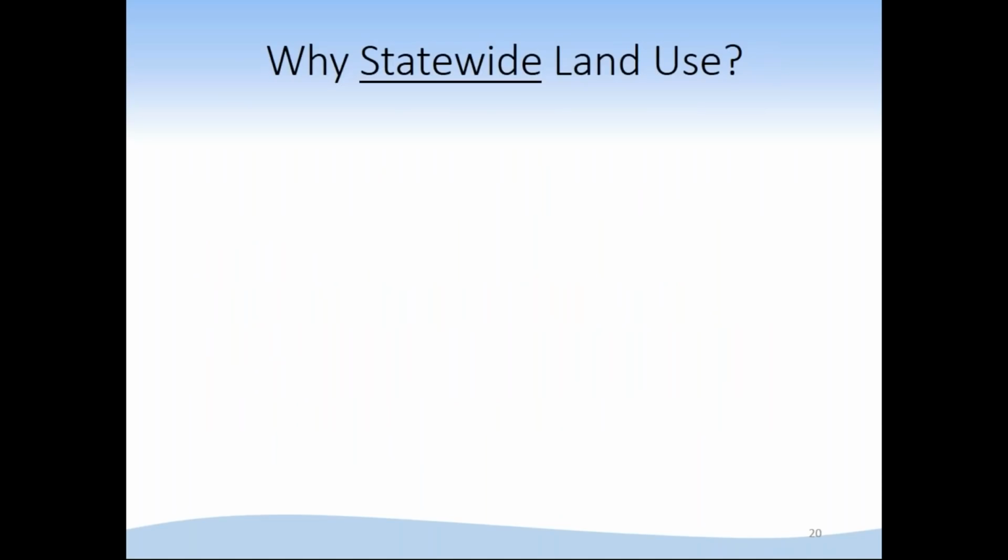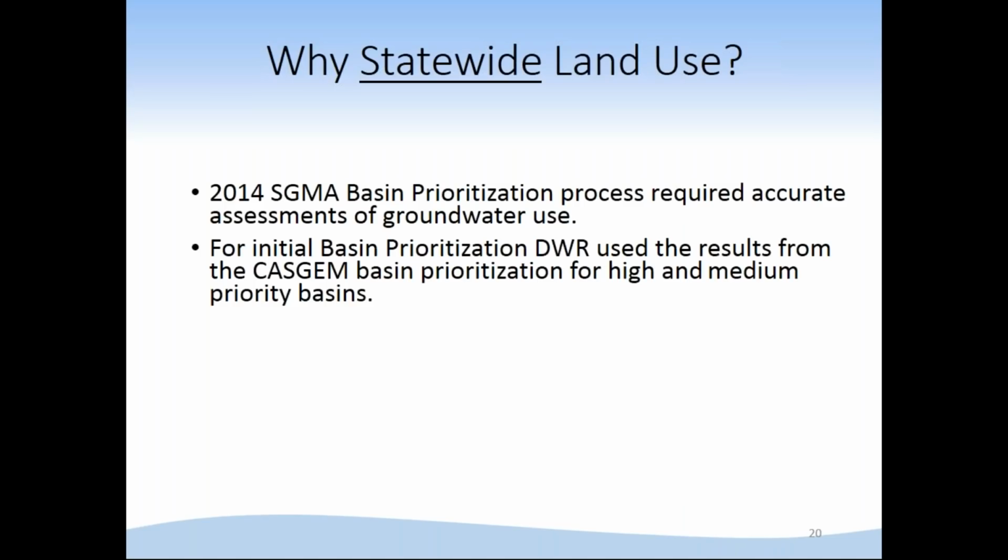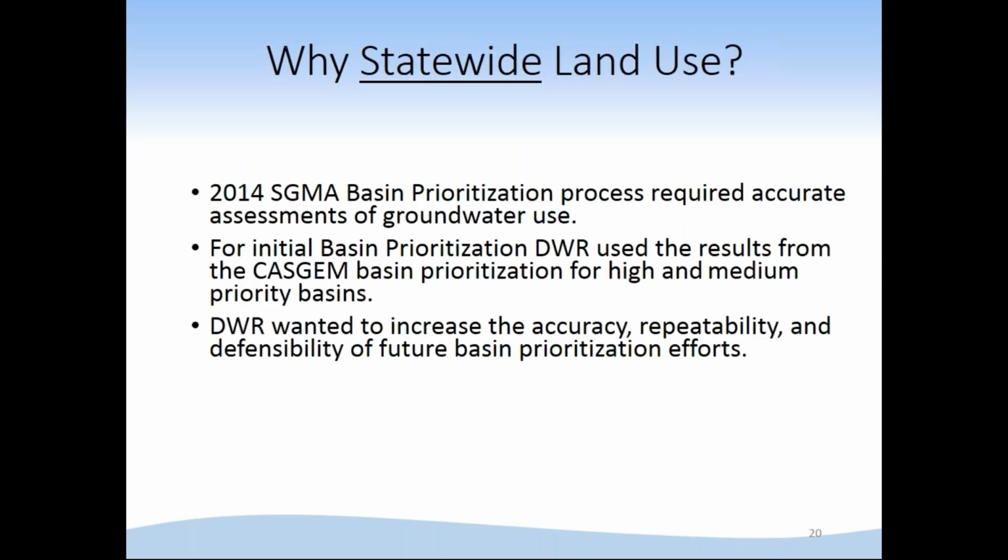And so then we decided it's necessary to switch to doing statewide land use as opposed to the county-by-county basis. The reasons were, number one, in 2014 we went through the SGMA basin prioritization process, and that required an accurate assessment of what the groundwater was for the groundwater basins throughout all of California. For the initial basin prioritization, DWR used the results from the CASGEM basin prioritization to determine high and medium priority basins. DWR wanted to increase the accuracy, the repeatability, and the defensibility of future basin prioritization efforts so that we can have more confidence in the results.